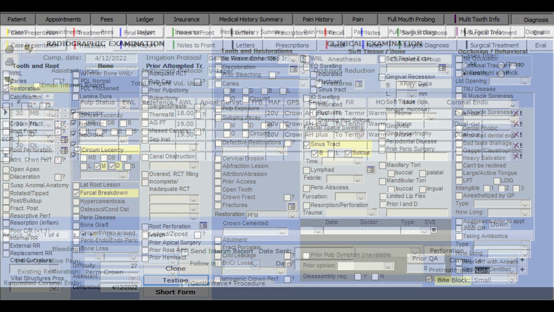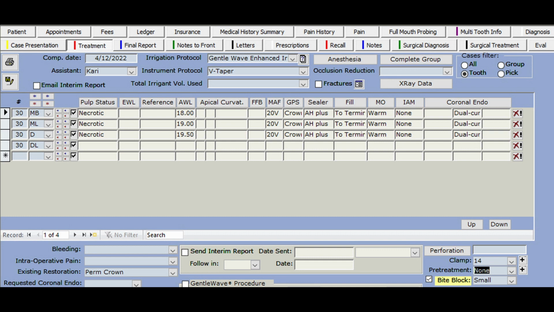The treatment form indicates the pulp was found to be necrotic in all canals upon entry and instrumented out to a 20 .04 taper to the terminus in all three canals. A GentleWave procedure was done. The canals were obturated with gutta percha and AH Plus sealer, and dual cure composite was placed as the coronal endodontics. The case was treated and restored in a single visit on April 12, 2022.